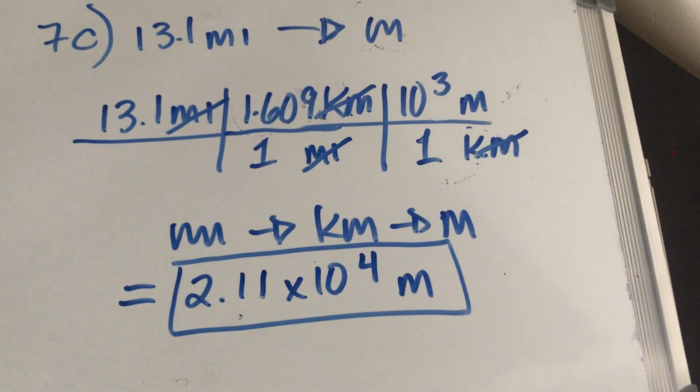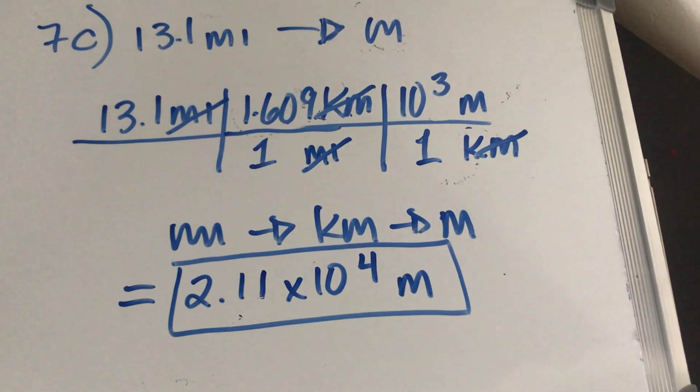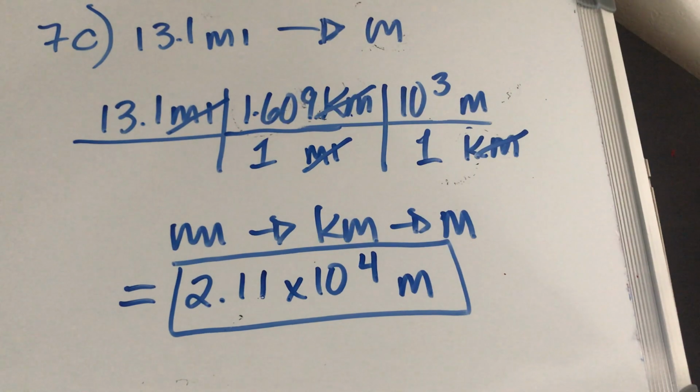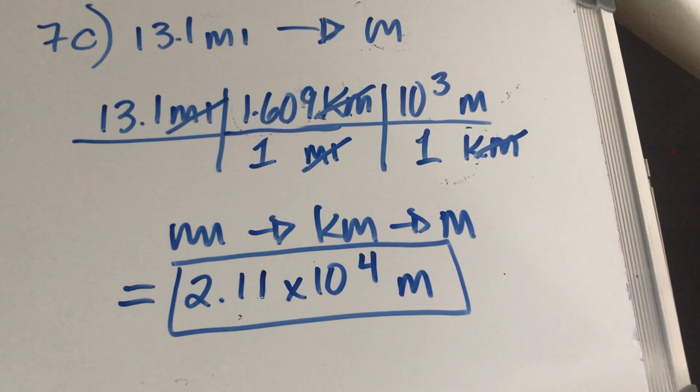So question. Whenever you multiply the 13.1 times the 1.609, do you also multiply the 10 to the third power? Yes. I don't know if I'm putting it wrong, but I feel like I'm getting something different. What did you get? I get like 21077.9. That's the same thing that we got, but this is in scientific notation.